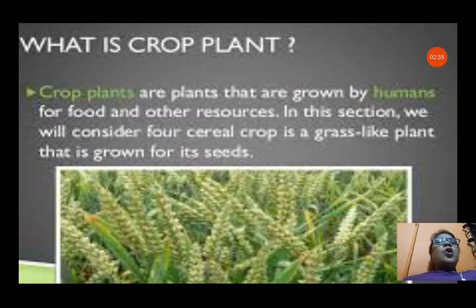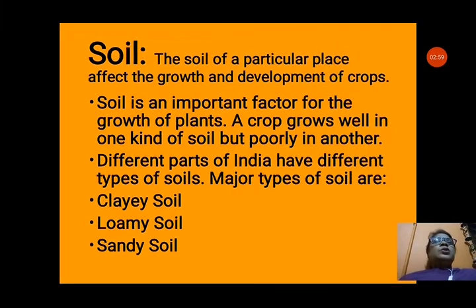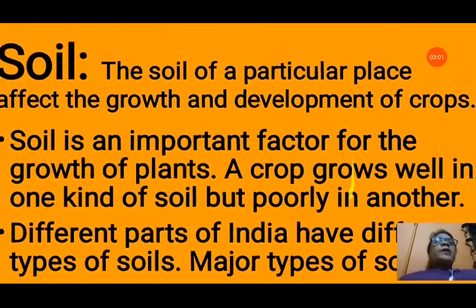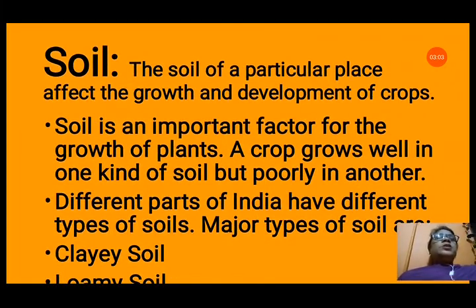So what is a crop plant? Crop plants are plants that are grown by humans for food. Mostly we grow crops for food and other resources. In this section we will consider cereal crops; a cereal crop is a grass-like plant that is grown for its seeds. We will discuss the different agricultural practices and the different crops grown in our country. First of all, we will discuss the factors that affect the growth of a crop.